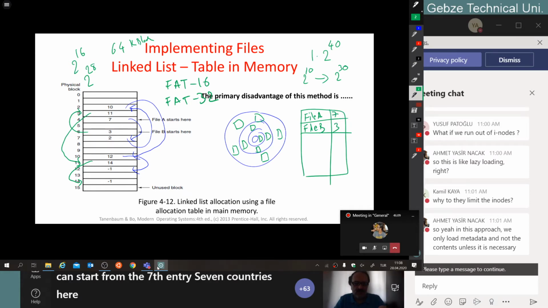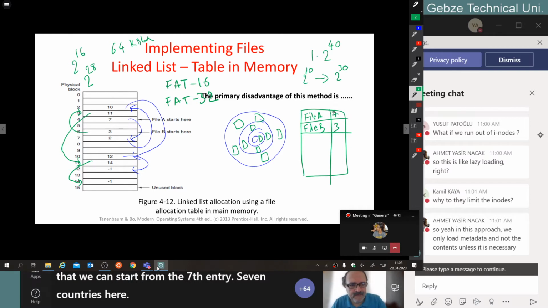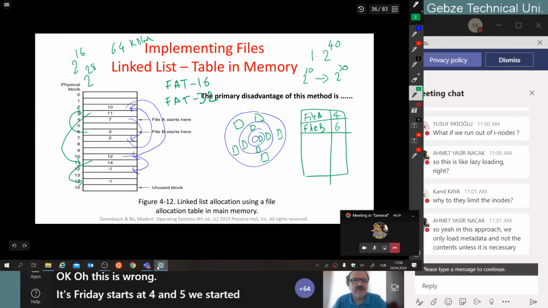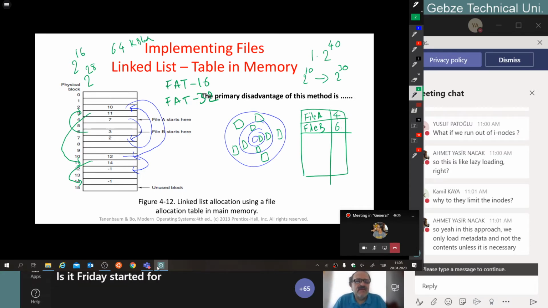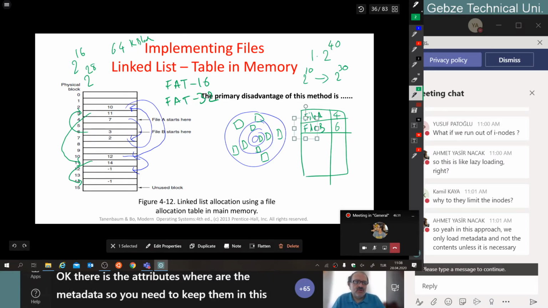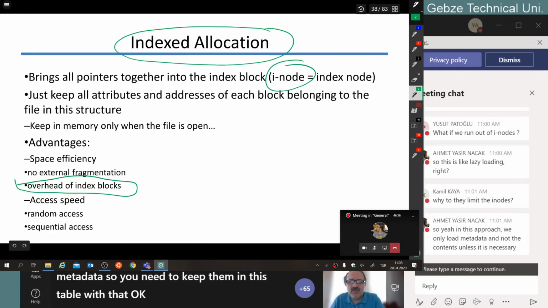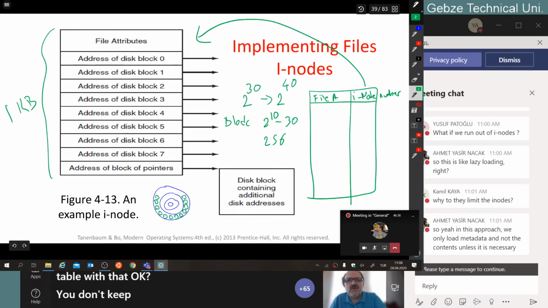Oh, this is wrong. Okay, file A starts at 4 and file B starts at 6, right? So this one says that file A starts at block number 4. That's it. Where are the attributes? Where is the metadata? So you need to keep them in this table. With the inode approach, you don't keep the attributes in your directory. You keep your attributes in the inodes.